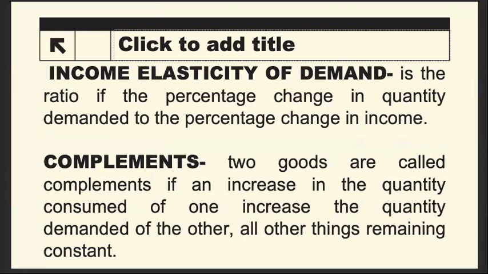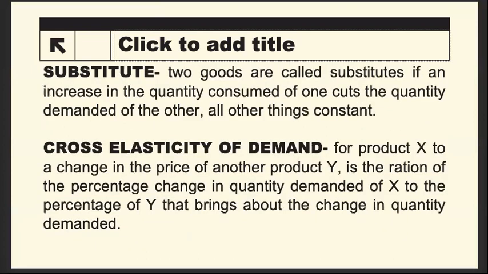Now let's talk about the income elasticity of demand. It is the ratio of the percentage change in quantity demanded to the percentage change in income. Two goods are called complements if an increase in the quantity consumed of one increases the quantity demanded of the other, other things remaining constant. Two goods are called substitutes if an increase in the quantity consumed of one cuts the quantity demanded for the other, considering that all other things are constant.